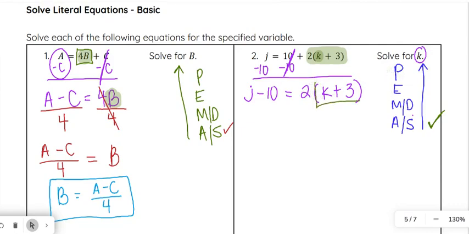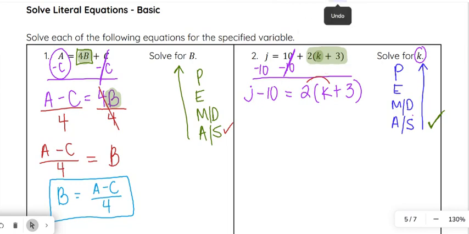So outside of the parentheses here, we don't have any more addition or subtraction on that right side. However, we do have multiplication. So there's two ways you could approach this. You could distribute the 2 and you get 2k plus 6, but then you're going to have to do some moving the constant and then dividing.